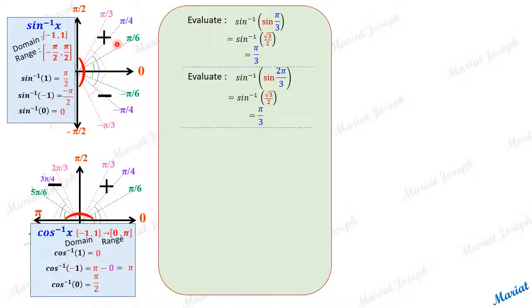Another one. Sine inverse of sine 2 pi by 3. Look, the 2 pi by 3 angle is from the second quadrant. 2 pi by 3 comes here. But 2 pi by 3 is to be used for the trigonometric function, not for the inverse.